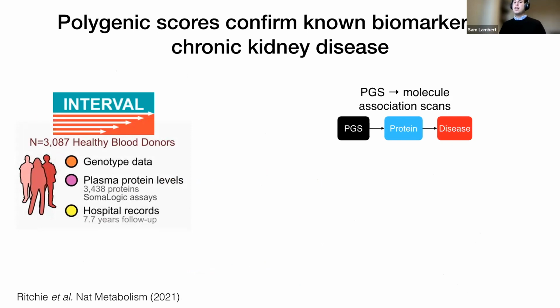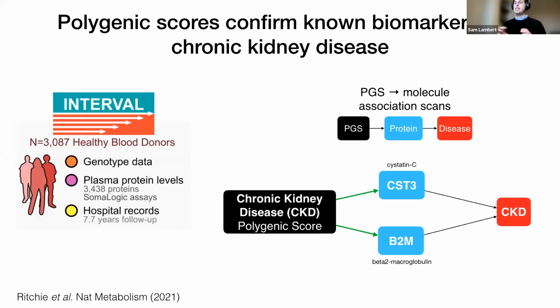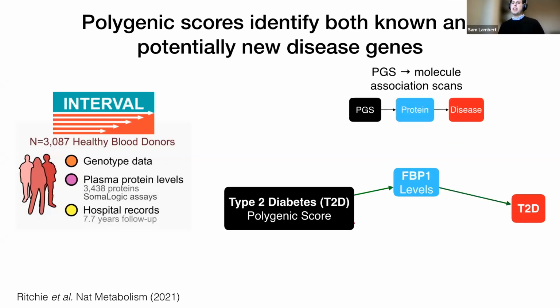We could find these proteins that do mediate disease risk, some of which were already known, in the case of chronic kidney disease. There are two proteins that we identified as causal mediators of kidney disease risk. But these data could also be used to make new discoveries, including discoveries that have therapeutic implications.